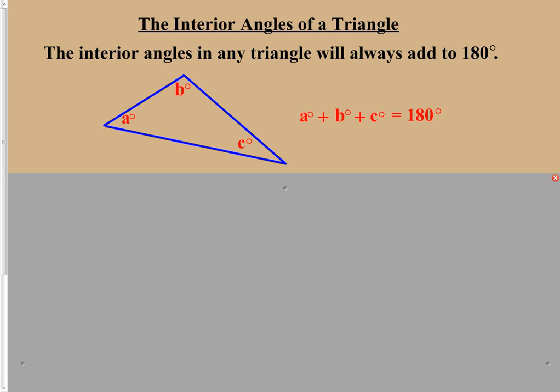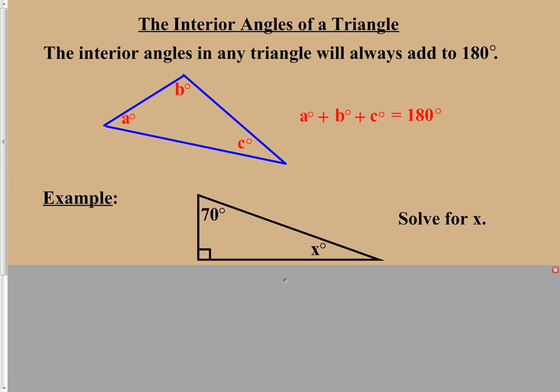Okay, so based upon this rule, let's see if we can work a problem or two. Okay, so here's an example. We have a triangle. Some information is provided, some is not, and our instructions are to solve for x. Okay, well, one of the most important questions you're going to be asking yourself in geometry over and over and over again is, what do I know about the picture? Okay, well, obviously, we're supposed to solve for x.